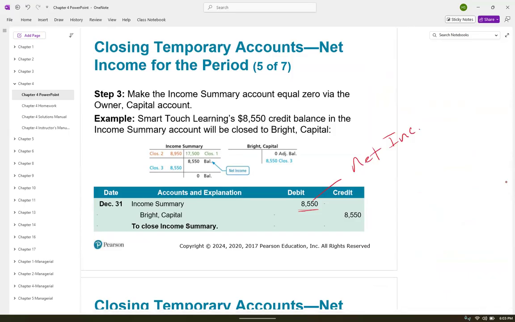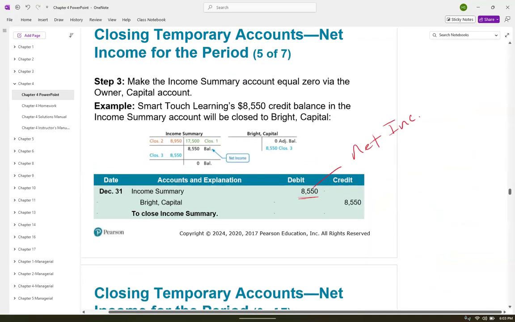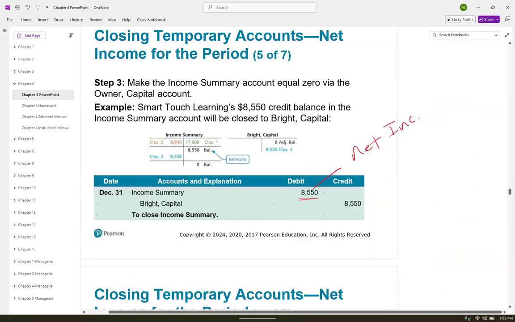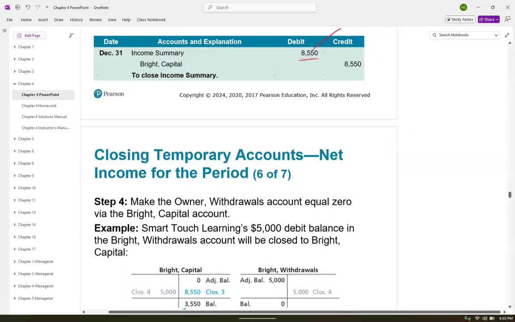Check figure back up top. And we're going to credit the capital account. We're closing revenues, expenses, and withdrawals. We haven't got to the withdrawals yet. Closing them all to the capital account. So basically with the two journal entries we just did, we closed all the revenues and expenses into the capital account. We'll look at the capital account in just a minute.